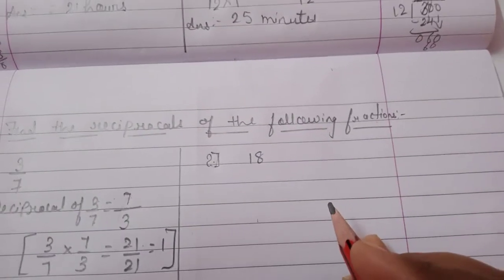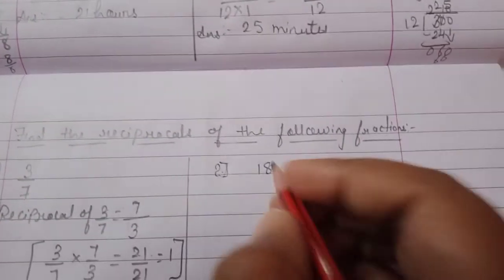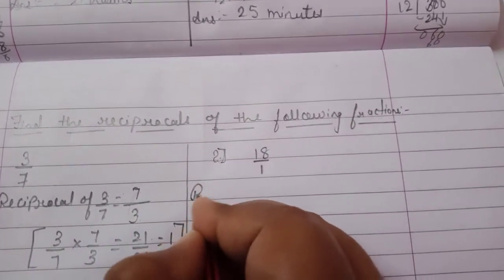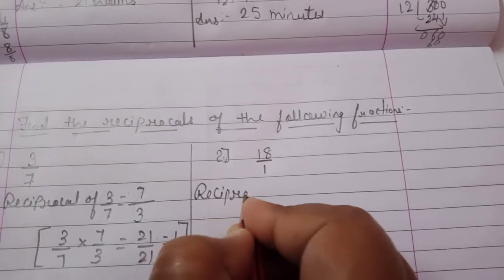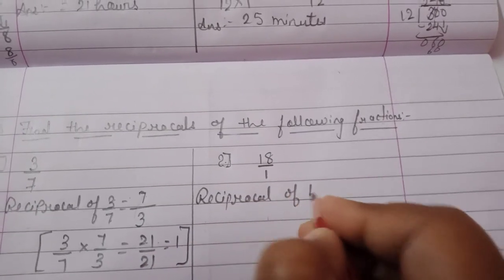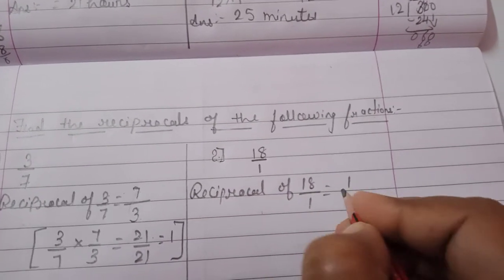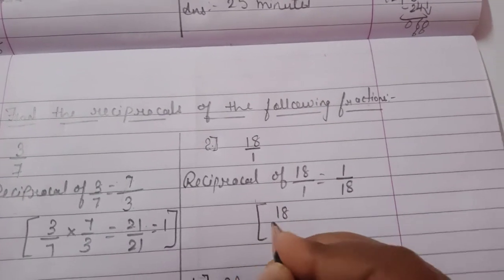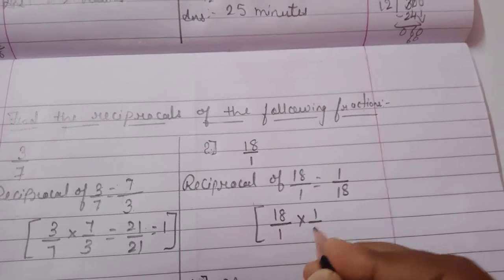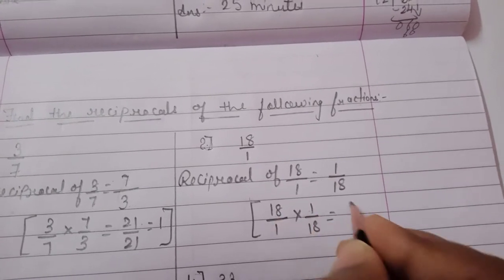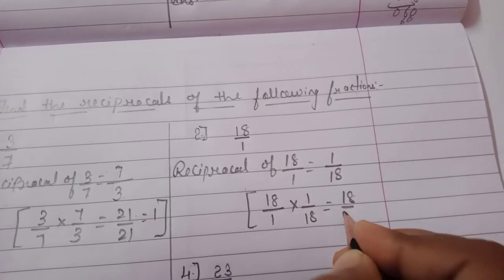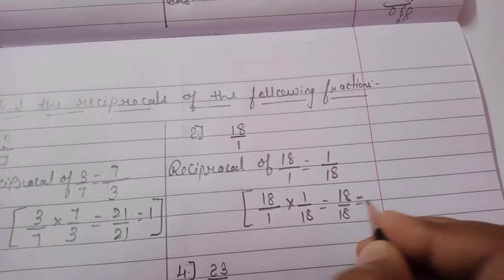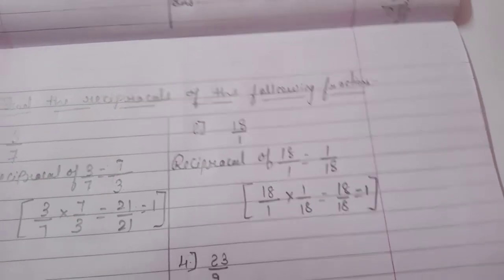Now number 2, 18. So here the denominator is not there, so we will keep 1 as the denominator. So reciprocal of 18 upon 1 is equal to 1 upon 18. So in brackets we have to write 18 upon 1 multiply by 1 upon 18 is equal to 18 1s are 18, 1 8s are 18. So whenever numerator and denominator are the same, we will get the answer 1.